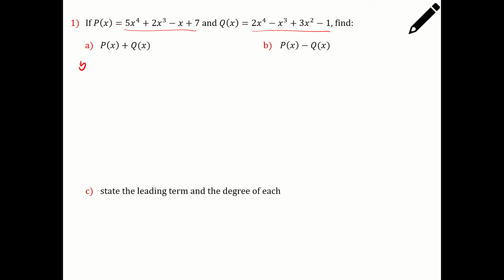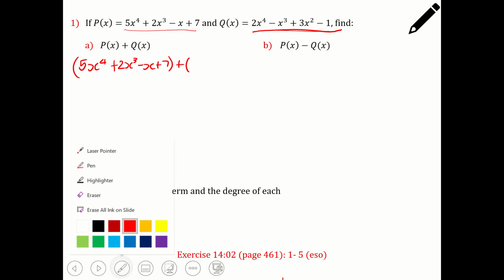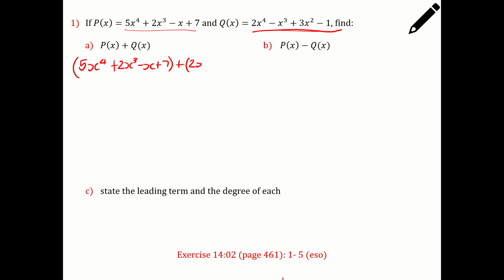So let's just write it out. I've got 5x to the power of 4 plus 2x to the power of 3 minus x plus 7, okay, plus this expression here, 2x to the power of 4 minus x to the power of 3 plus 3x squared minus 1. Okay, now because I'm just adding, none of these expressions change. All right, so I'm just going to rewrite it without these brackets.